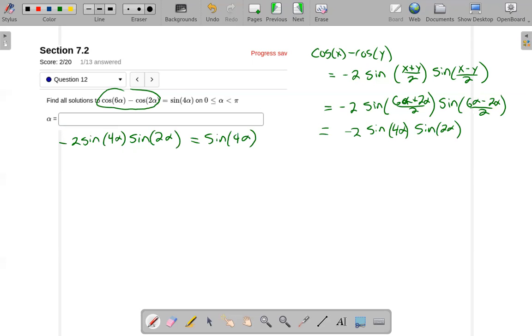And we could apply another identity, but I have an idea. If I bring the sine of 4 alpha over, or bring this all to the other side, I think I'm going to take this stuff here and add it to the right. So again, I'm just going to add this to both sides.